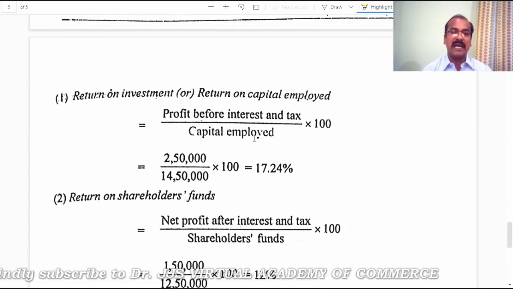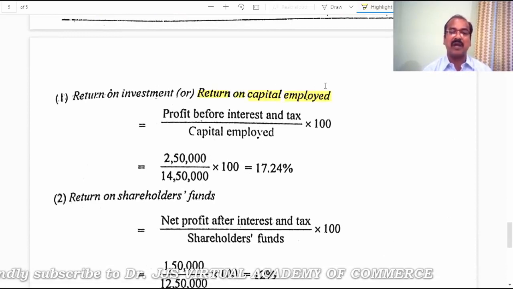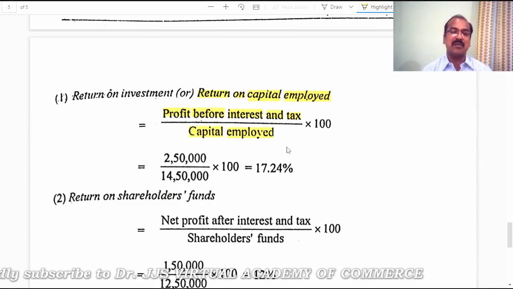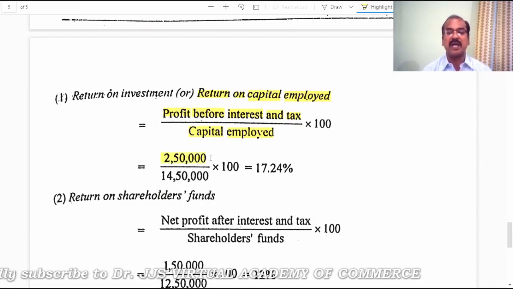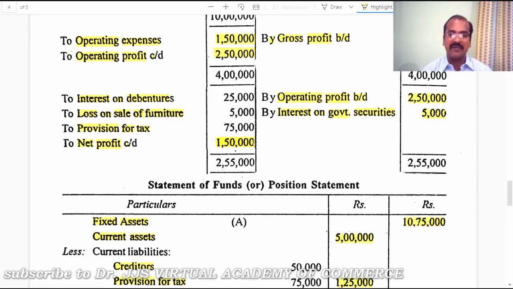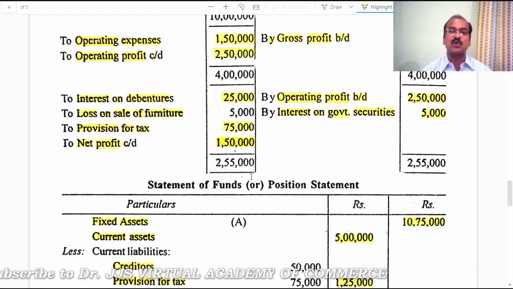Fine. Now let's get into the calculation of the ratios one by one. Return on investment or return on capital employed. What is the formula? Profit before interest and tax divided by capital employed. Profit before interest and tax amounts to 2,50,000 rupees. How has it been calculated? Profit after interest and tax is 1,50,000. Along with this 1,50,000, you add the provision for tax 75,000 and interest 25,000. So it comes to 1,50,000 plus 75,000 plus 25,000. The total comes to 2,50,000.